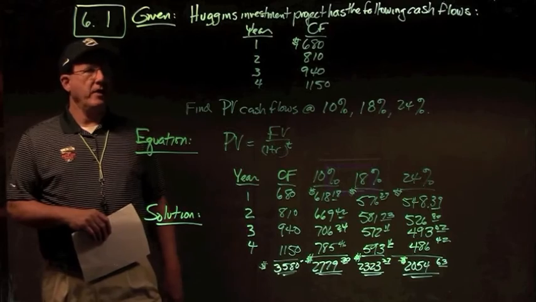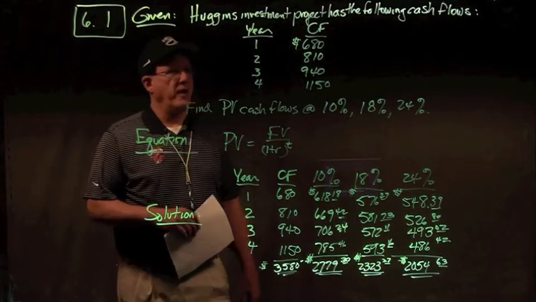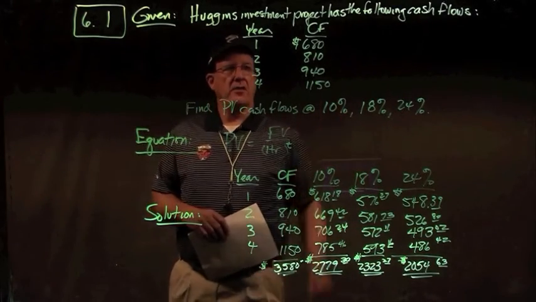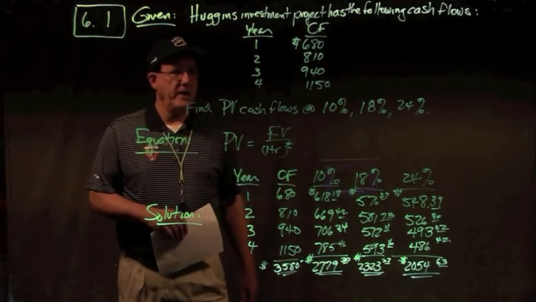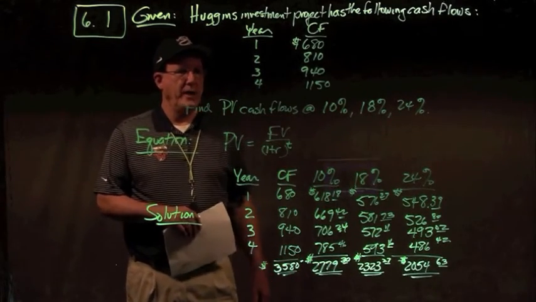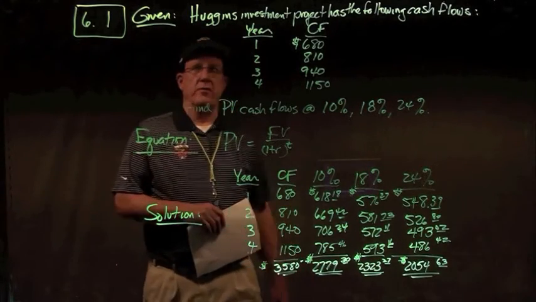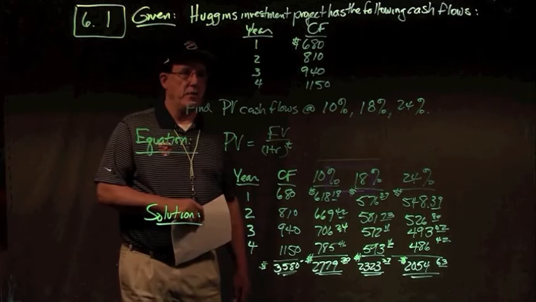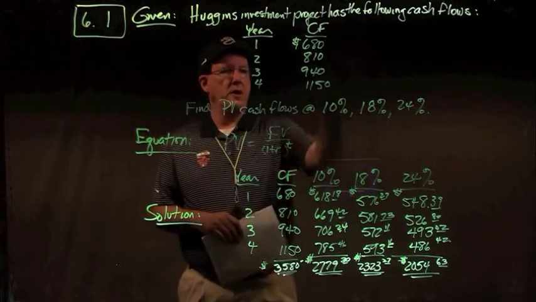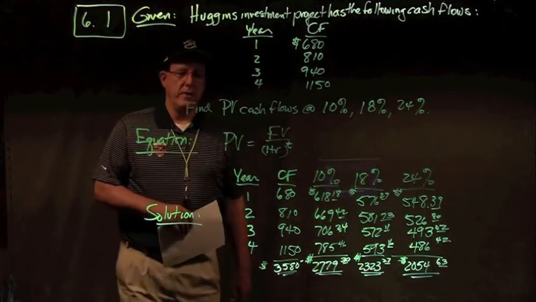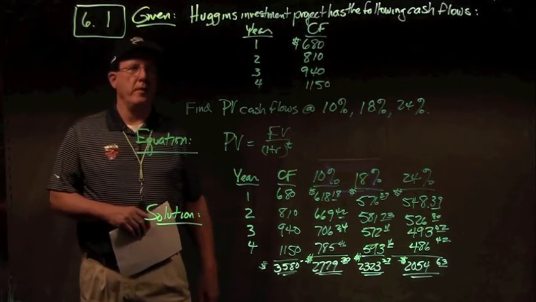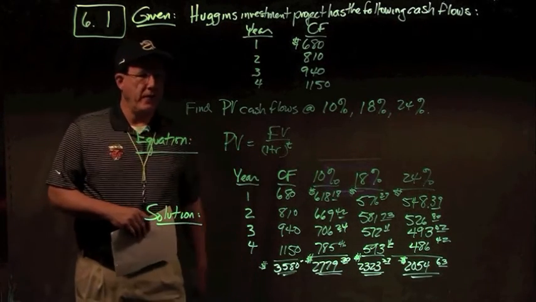Problem 6.1: Huggins has an investment project with the following cash flows: in year one, $680, in year two, $810, in year three, $940, and in year four, $1,150. We have to ask ourselves from chapter 6 on, do we have an annuity, the same amount each year? And the answer is no, we do not. So we cannot use any of the chapter 6 annuity formulas. We must go back to chapter 5.